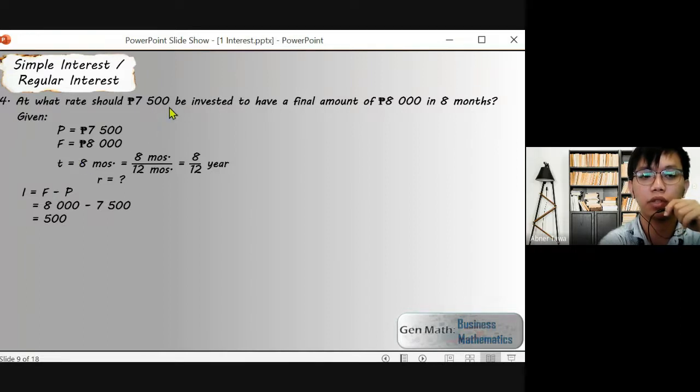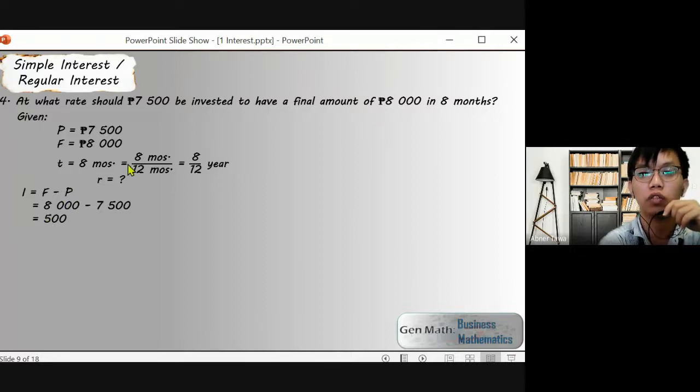So his 7,500 grew to 8,000. So his investment increased to 8,000. How much did his investment increase? Just subtract 8,000 by 7,500, and that is 500 pesos.